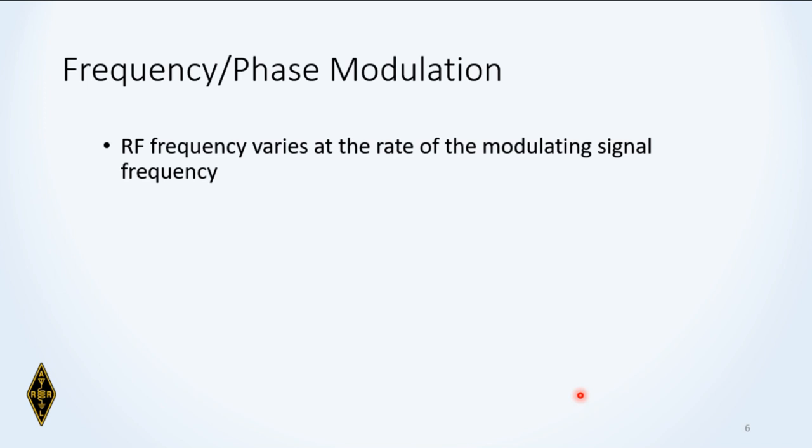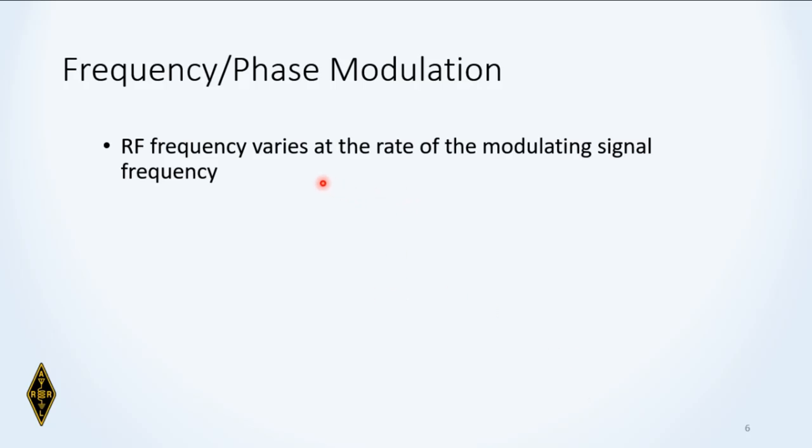So we'll talk a little bit more here about frequency and phase modulation. We'll be using an example at 29.6 megahertz. Something kind of magic happens at 29 megahertz that I wasn't real clear on until I reviewed all this material again. And I'll get to that.